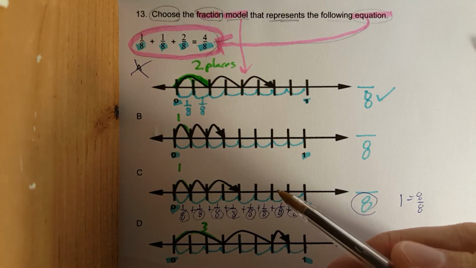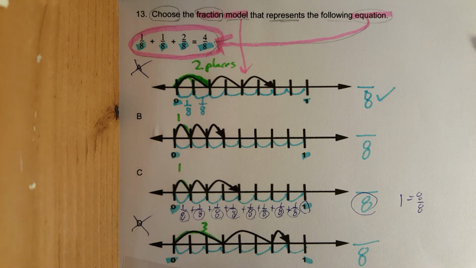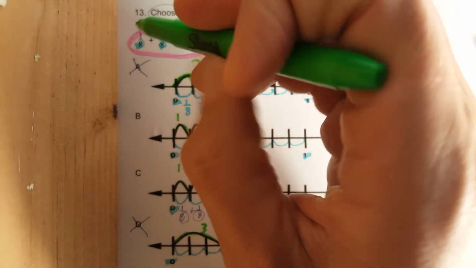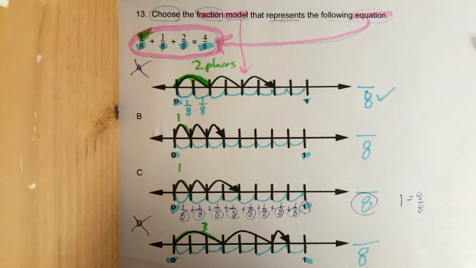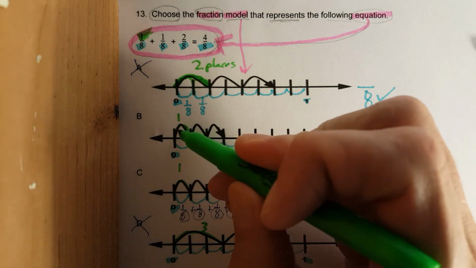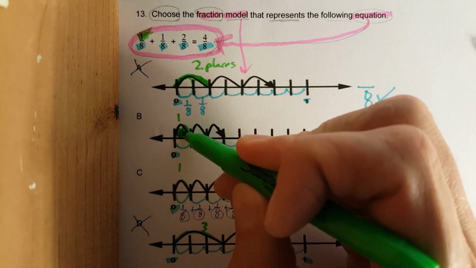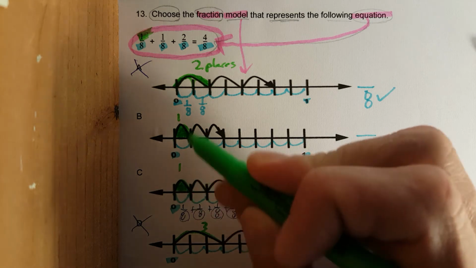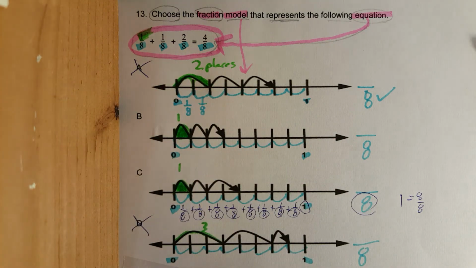Later. Now I have a 50-50 shot of whether it's B or C. That represents this one. Okay? I'll color it in so you can see it. This hop, they both have only one hop. We only wanted one hop.